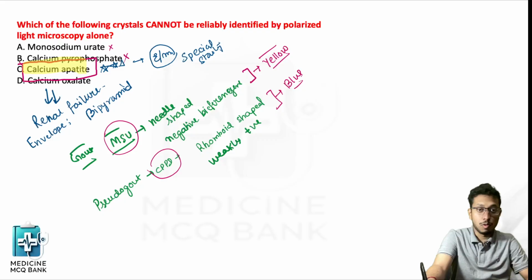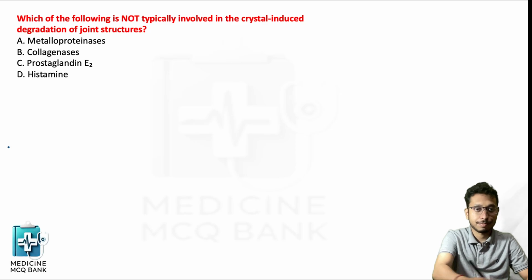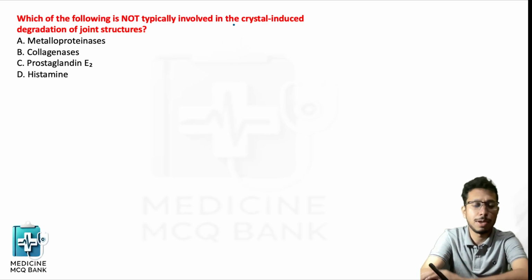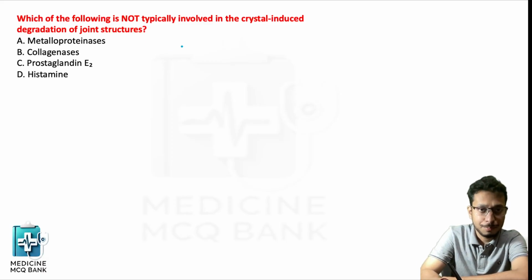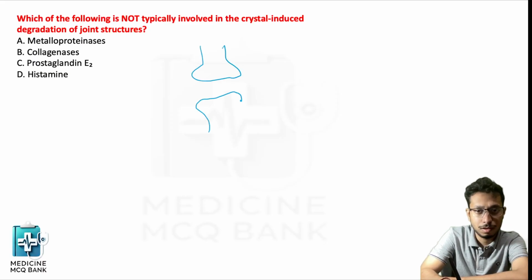Okay. So, moving to the next MCQ. Which of the following is not typically involved in the crystal-induced degradation of joint structure? Now, what happens is this crystal arthropathy. Suppose this is the joint. This is the joint, right?